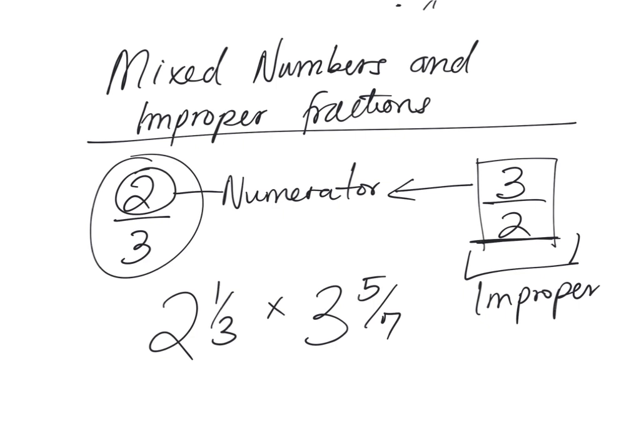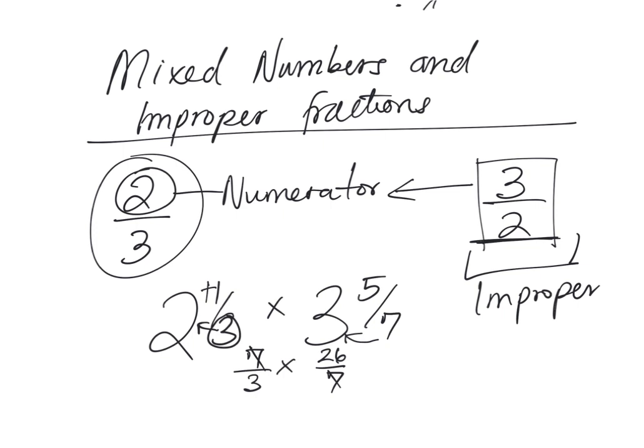Now, how do we change from a mixed number to an improper fraction? We take the 3 here, we multiply it by 2, and then we add the 1. So 3 times 2 is 6, plus 1 is 7. So 7 over 3 times, we say 7 times 3, which is 21, plus 5, which is 26. So 26 over 7.